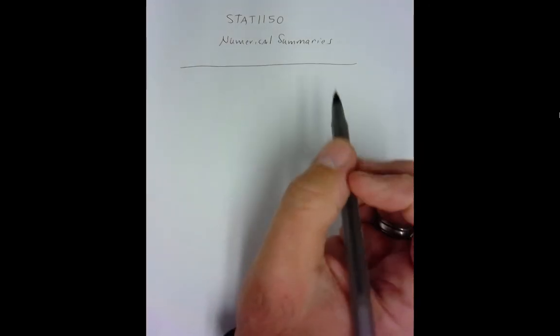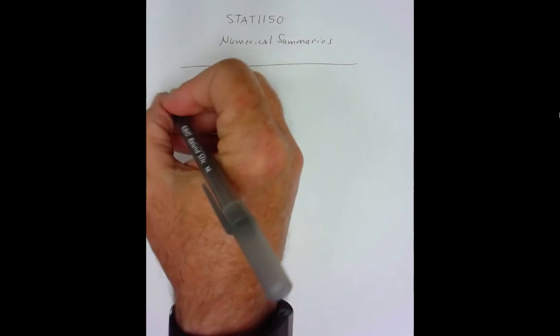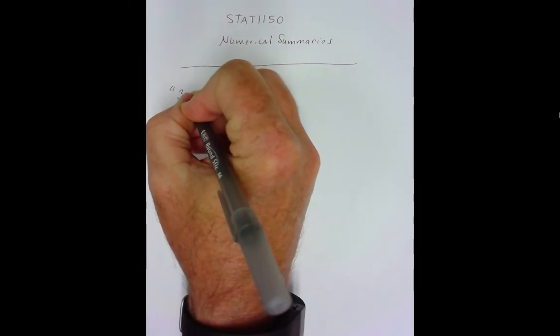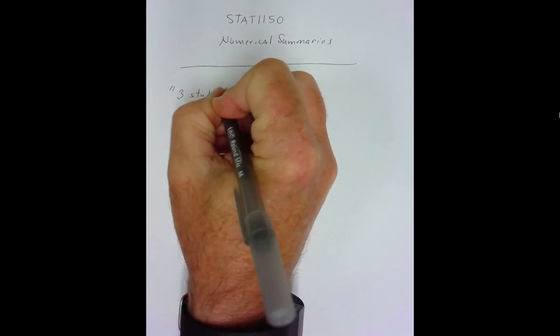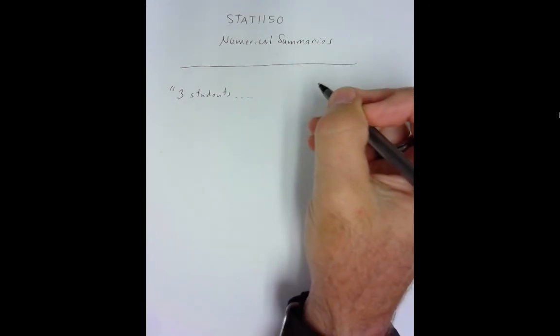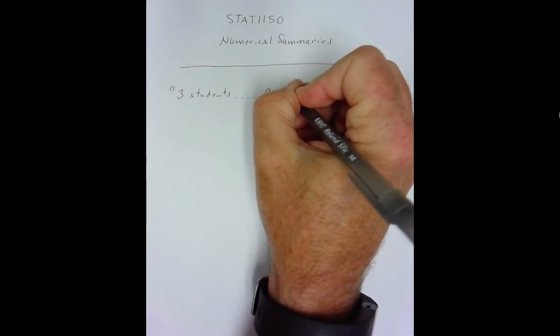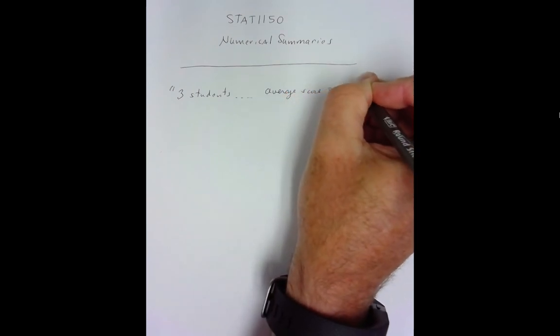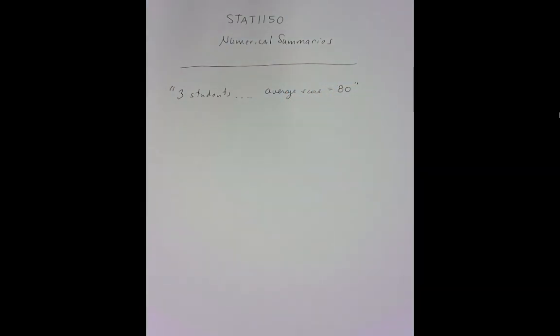Now, I want to start out with thinking about this. What if I told you the following? Let's say I have a class with only 3 students. They take their first exam and the average score was 80. What can you tell me for sure?